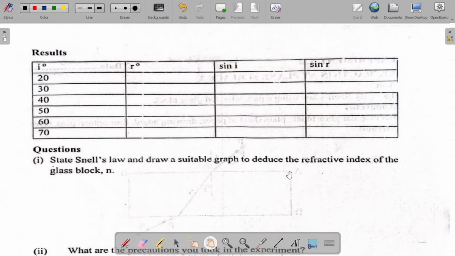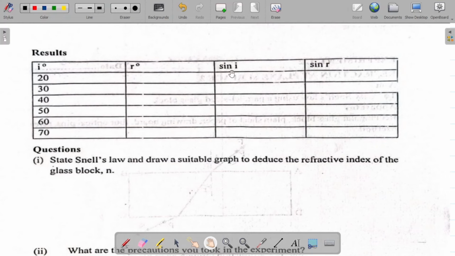After your practical, you'll be asked to fill in the results aspect, which is this. From this table here, you have I, which is your angle of incidence. You have R, which is your angle of refraction. You have sine I. You also have sine R. When you're done with the practical, the values of R will be given. After the practicals, you'd have to get the values of R from the practical.